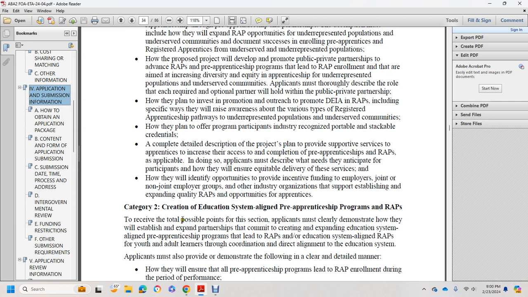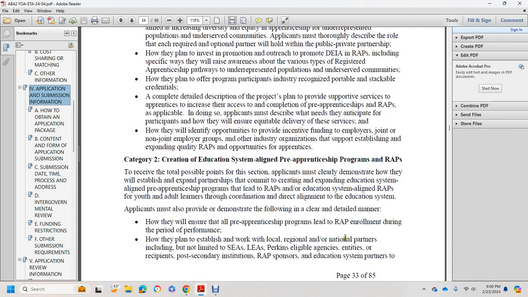Category 2, creating an education system aligned with the pre-apprenticeship program and the registered apprenticeship program, with receipt of the total possible points. The application must clearly demonstrate how they will establish and expand partnerships with the community, creating and expanding an education system aligned with the pre-apprenticeship program to lead to the registered apprenticeship program, and an education system aligned with the registered apprenticeship program for youth and adult learners, in coordination with direct alignment with the education system.